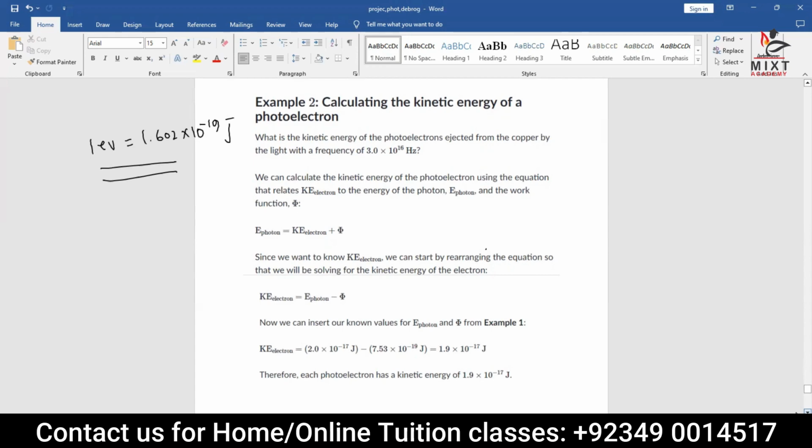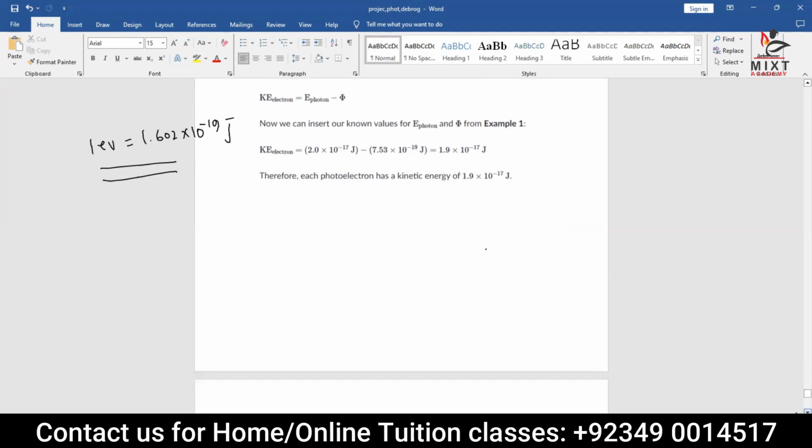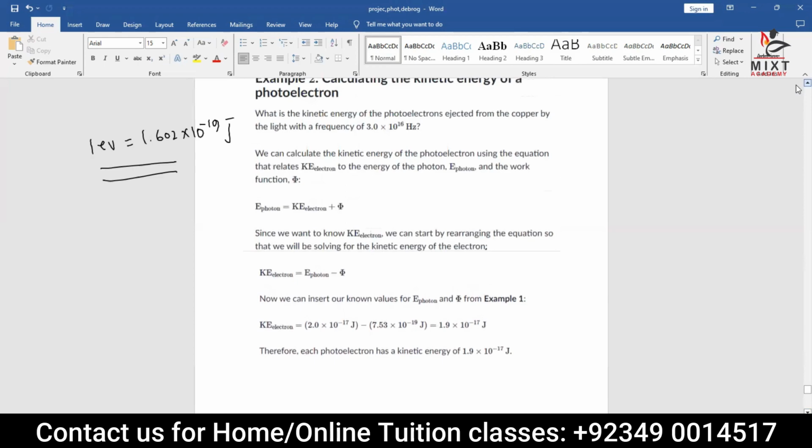Wait, this is different. This is for the previous question, example 1. No, this is example 2. It says, wait, why are they using... I don't understand. Let me just check if they have anything. Did you use Planck's constant and frequency, multiplying to find hf? What is the hf value? We got the same one, 2 times 10 to the power of 17. And when you subtracted, didn't you get this?